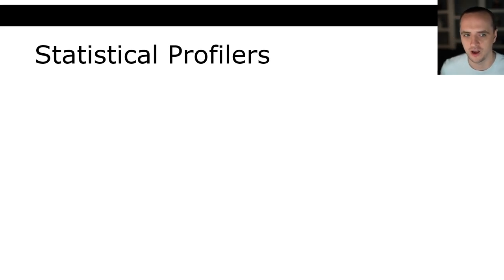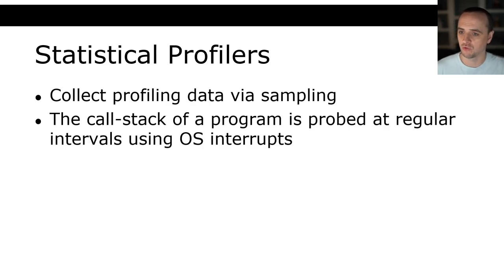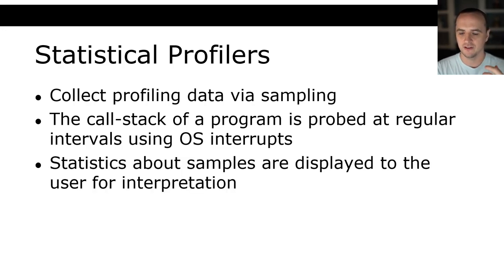Next is statistical profilers. Statistical profilers are one of the more common ways to profile code, and they collect profiling data via sampling. So what happens is your program is running, and the profiler is running in parallel to your program. And the profiler probes your program at regular intervals using operating system interrupts. And essentially it asks, hey, what are you doing? Every few nanoseconds or whatever; you can change the resolution on some sample-based profilers. So what it does is it records what you're doing at regular intervals.